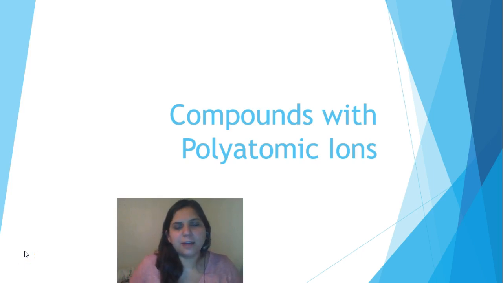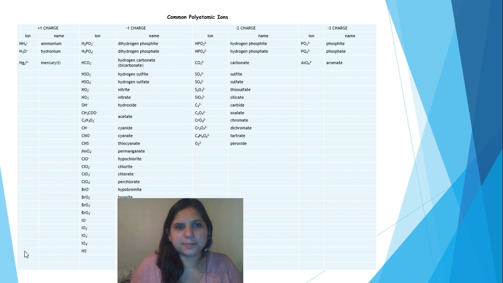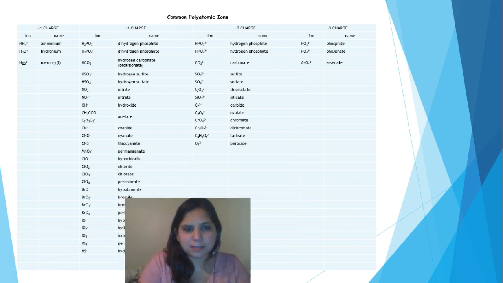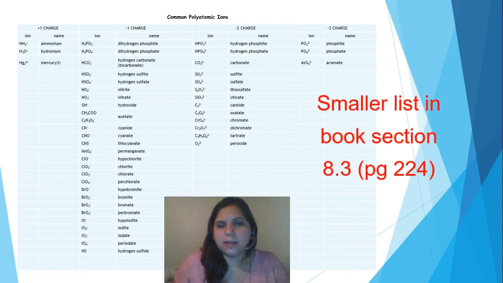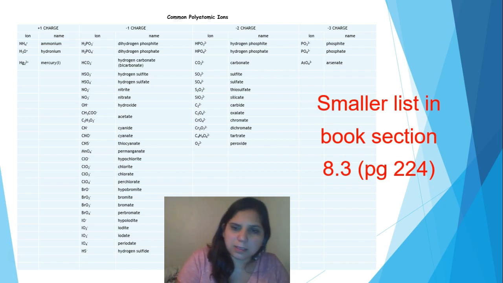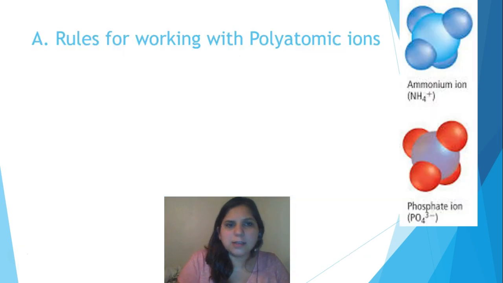Today we're going to look at compounds with polyatomic ions. Here is that list of polyatomic ions that you're given. There were a few that you had to memorize. We're going to start using them now in compounds. There is a smaller list, and that is in your textbook on page 224.